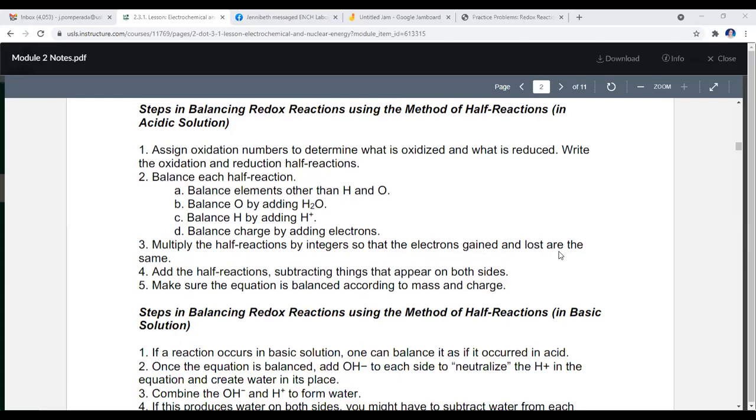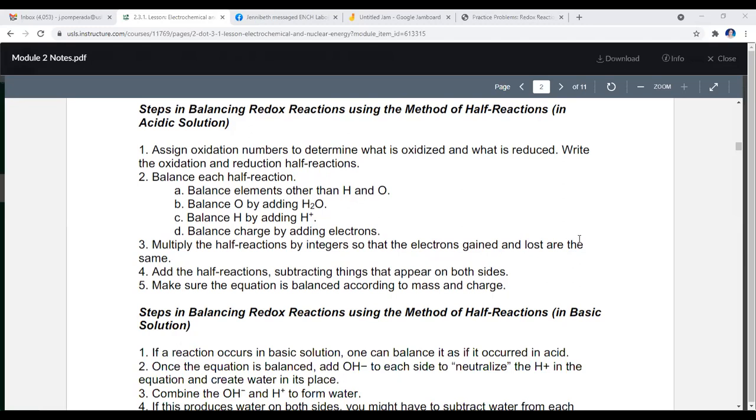So if in your particular half reaction, you have added three electrons, and in the other particular reaction, you have added two electrons, they are no longer the same. Kaya isa three ang imo gin-add ng isa two. So how do you cancel these two electrons?